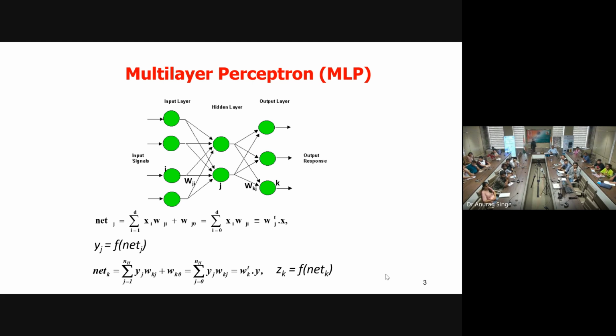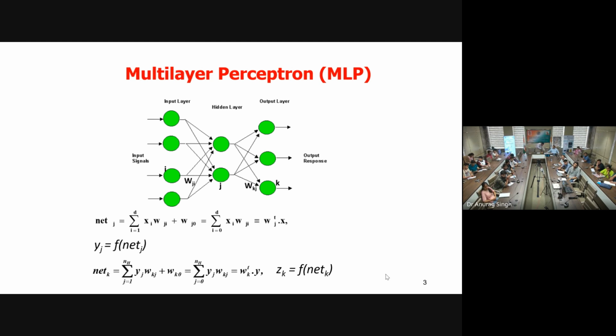So the output of this jth node, I am saying, is given by yj. And this yj is nothing but, depending upon what kind of activation function you are using, you can compute f of net j. Is it fine? Now you have the output at these hidden layer neurons, y1, y2, y3, yj. All these are going as an input to each one of these nodes.